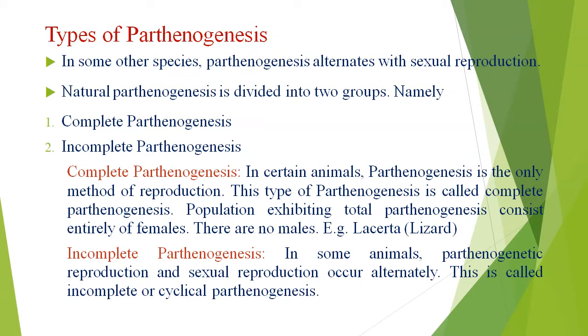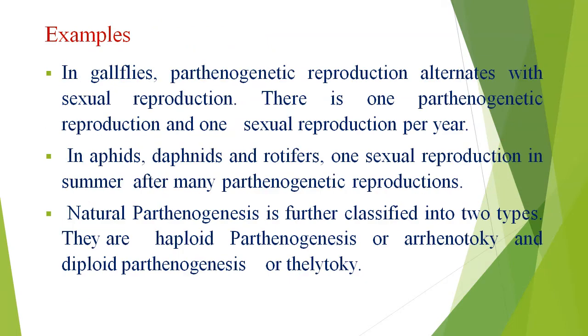A population exhibiting total parthenogenesis consists entirely of females. There are no males in this case. We can give the example, Lacerta, a kind of lizard. In incomplete parthenogenesis, in some animals, parthenogenetic reproduction and sexual reproduction occur alternately. This is called incomplete or cyclical parthenogenesis. So we have made here a differentiation between complete and incomplete.